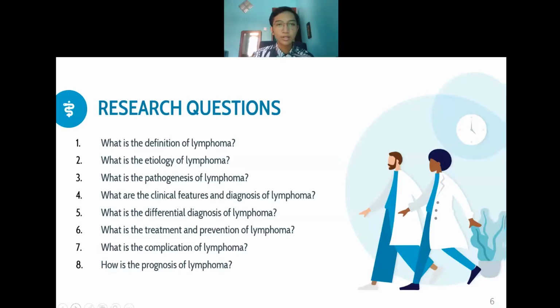Here are the research questions of the student project. The first is, what is the definition of lymphoma? What is the etiology of lymphoma? What is the pathogenesis of lymphoma? What are the clinical features and diagnosis of lymphoma? What is the differential diagnosis of lymphoma? What is the treatment and prevention of lymphoma? What are the complications of lymphoma? And how is the prognosis of lymphoma?